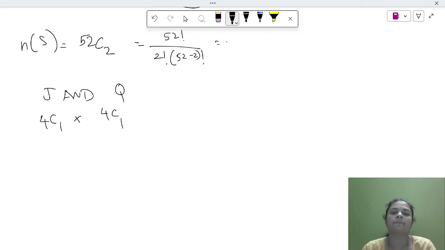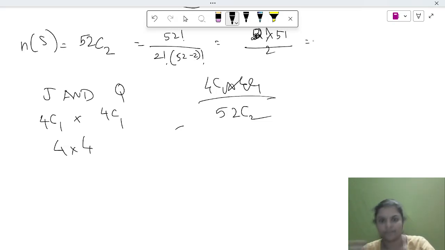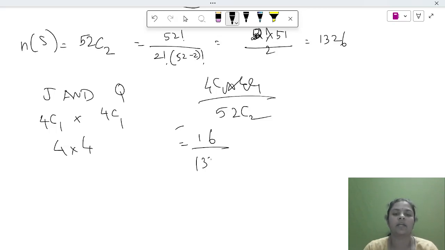So your answer will be 4C1 into 4C1 by 52C2. You can simplify and find the answer, which is 4 into 4, 16. So your probability will be 16 by 1326, and you can simplify accordingly.